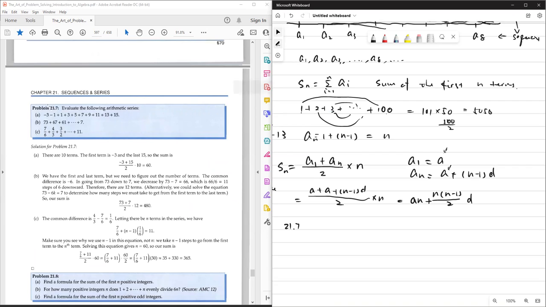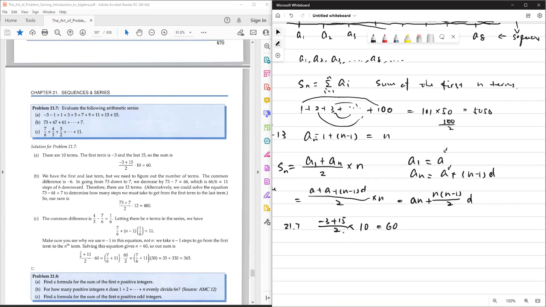So the first one is this: -3 plus -1 all the way to 15. So if I were to evaluate this, what I have is -3 plus 15, take the average, multiply by the number of terms. I think there's 10 of them here, 10 terms. So I end up with 60.